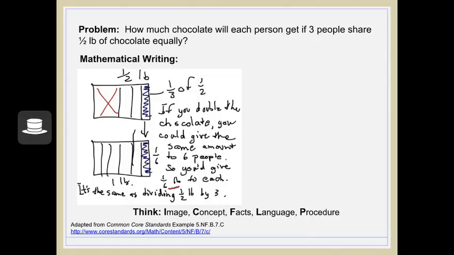So this student has done a lot of intuitive thinking about the problem, but has still written down here using good language exactly what they're doing in order to come up with the correct answer.